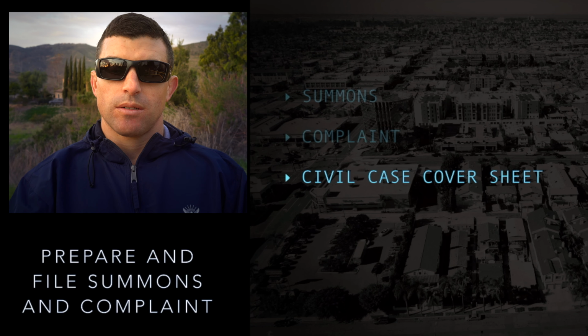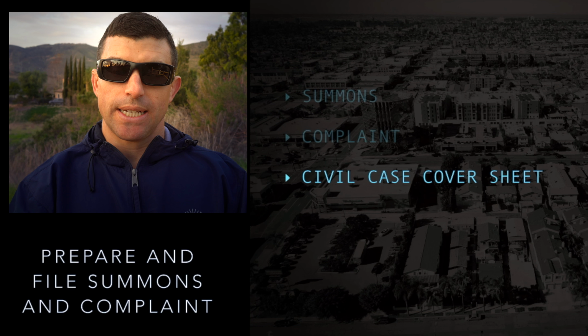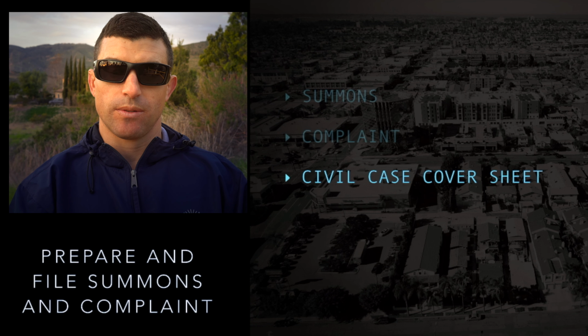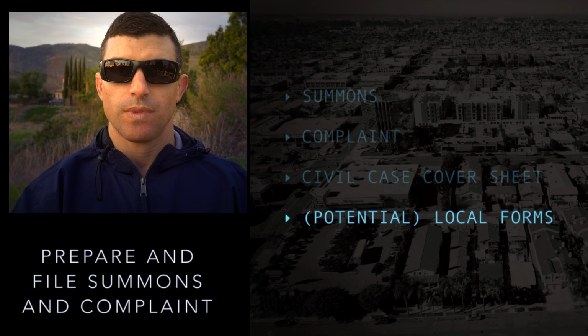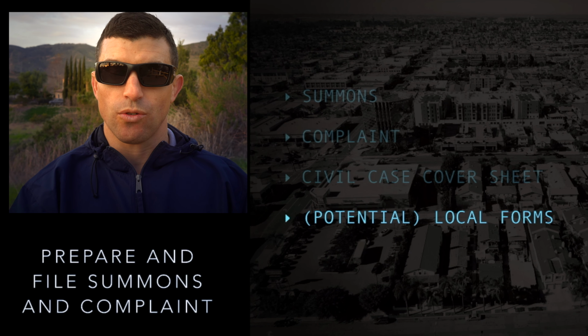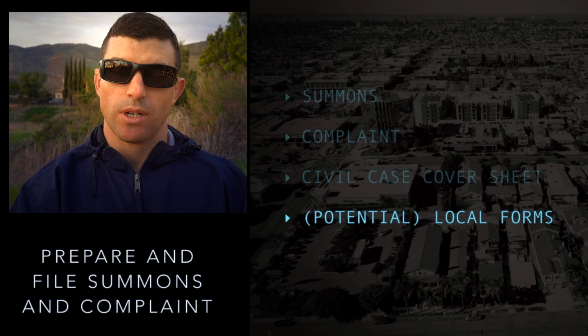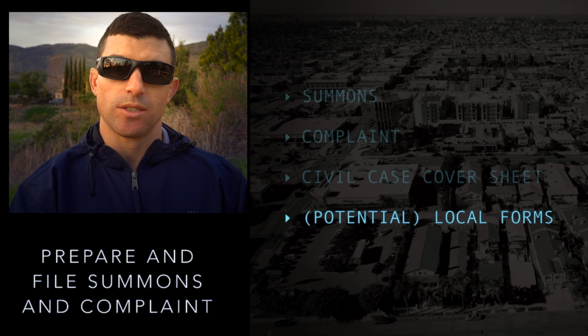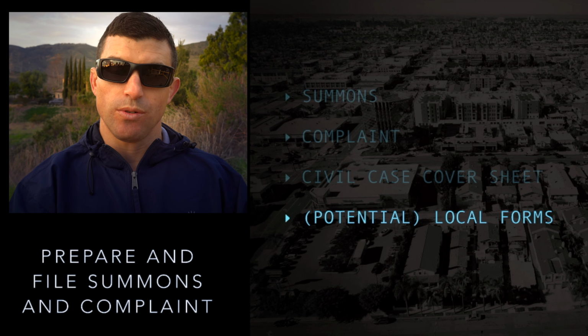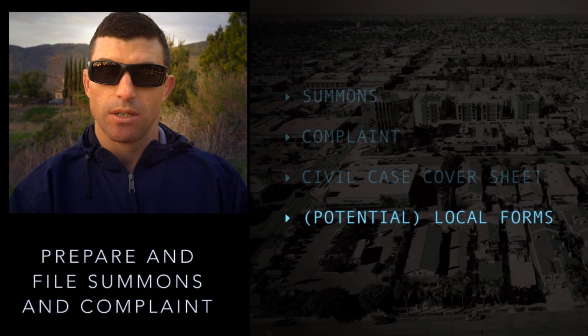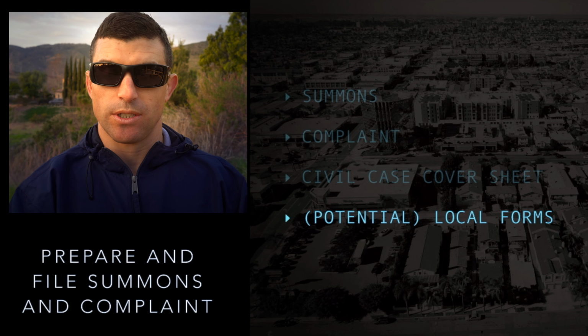Lastly, well, second to last, there will be a civil case cover sheet, which you'll have to complete, and that's a Form CM-010. And there may be additional local forms. So ask the court clerk if any additional local forms apply to you. Keep in mind that some jurisdictions throughout California require these local forms, in addition to the standardized SUM-130, the UD-100, and the CM-010, which are all standardized forms.